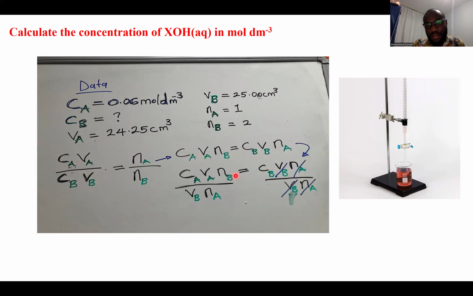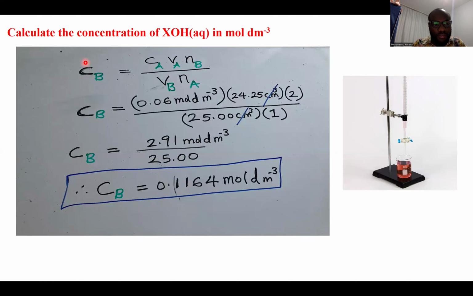So if we do the mathematical cross multiply, CB is going to be equal to this whole value. So we do that, it means CB is going to be equal to CA VA and NB divided by VB times NA. If we do this, CB is going to be equal to the real value here.